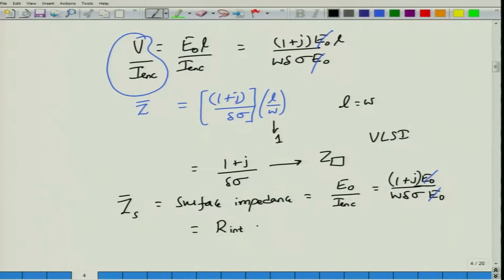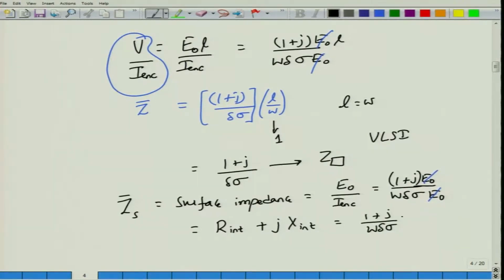The surface impedance that I obtain can be thought of as having two components, that is the real part and the imaginary part. We will denote the real part as R int, which will be the resistive part, and the reactive part by X int, which of course is a function of frequency, right. So this will be equal to (1 plus j) divided by W delta sigma.